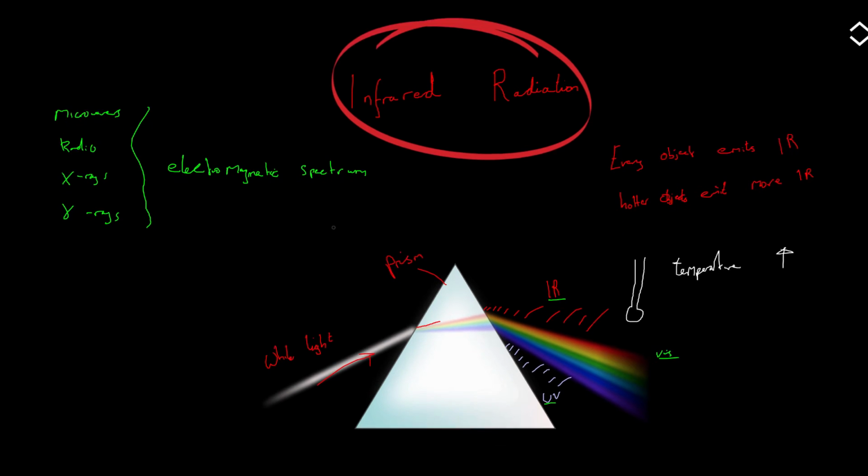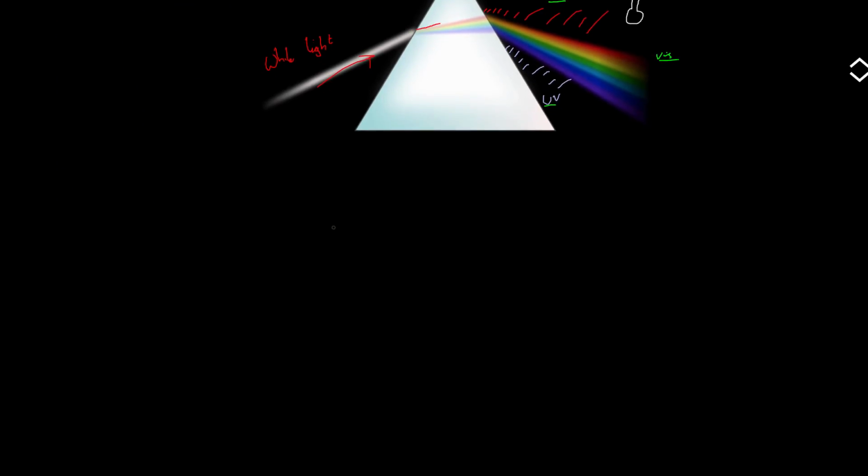Okay, now where does all this electromagnetic radiation come from? Well, all of the electromagnetic spectrum, so electromagnetic, I'm just going to say EM, all comes from the sun.